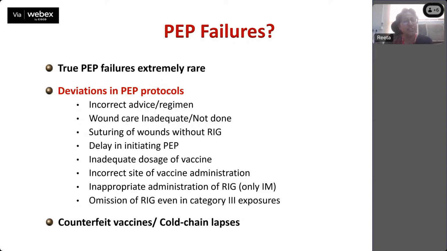Only when there are deviations in the PEP protocols, for example, incorrect regimen, suturing of the wounds without giving RIG, omission of RIG, or delay in initiating the post-exposure prophylaxis, wrong site of giving the vaccine, inadequate dose, and so on, will lead to PEP failures. So, as medical professionals, it is extremely crucial for us to know the exact appropriate regimens that have to be used, and those can save lives in rabies.